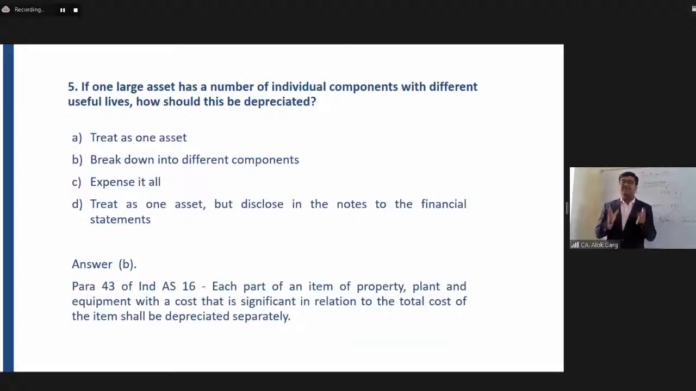But if a single asset has a significant component but with the same or similar life, in that case it has to be shown as a single asset and it can be disclosed in the notes to accounts. So yes, para 43 says that each part of an item of PPE with a cost that is significant in relation to the total cost of the item shall be depreciated separately.